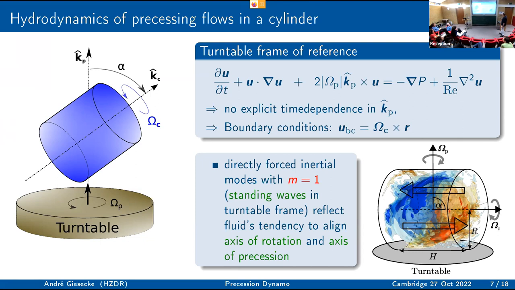The Navier-Stokes equation in that case looks like this. I'm solving this in the turntable frame of reference. That means I'm standing on this turntable and looking at the spinning cylinder. So the boundary conditions are pure rotation, and I have a Navier-Stokes equation with a Fourier response here. The typical solution looks like this. The colors show the axial velocity, and this essentially represents a recirculation.